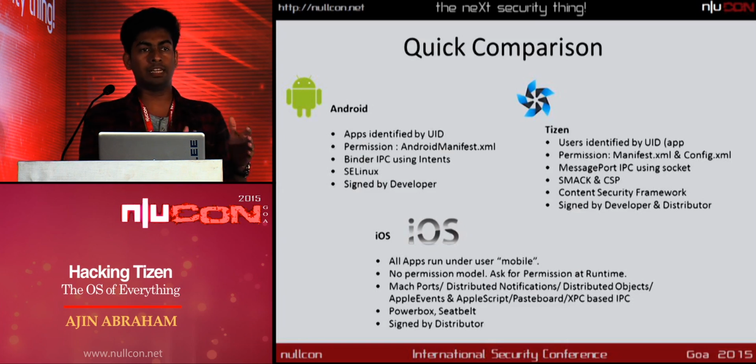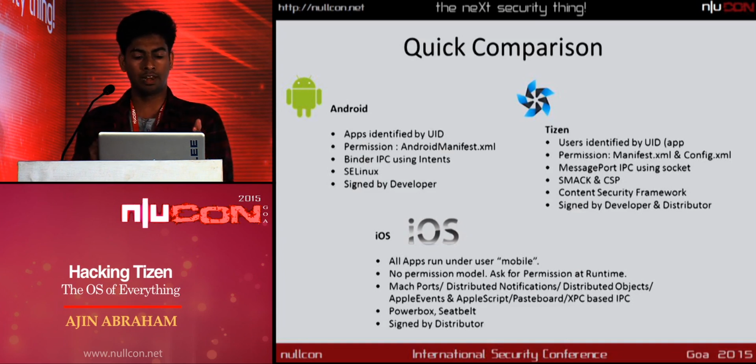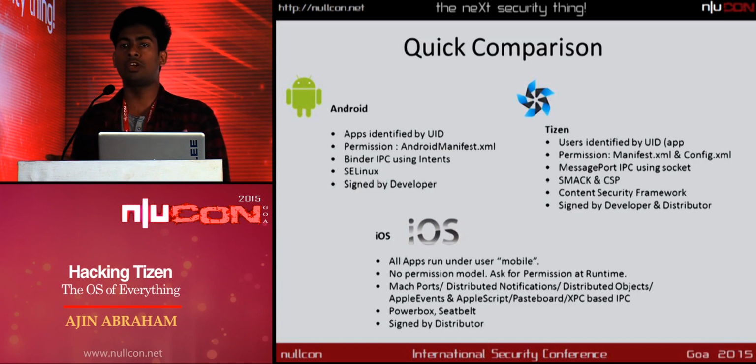And for the permission-related least privilege model, in Android, you have the AndroidManifest.xml. And here in Tizen, for the native application, you have manifest.xml, and for the web application, you have config.xml. It's basically the same thing, but they're actually keeping two files. That's it. And then there is no permission model in iOS. Of course, whenever you run an application, it will ask for the permission and you have to accept it or deny it. That's it.